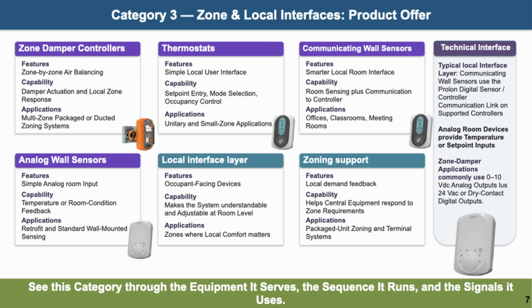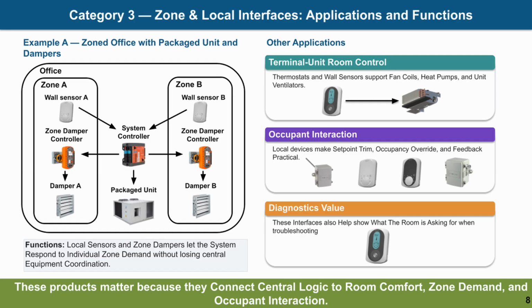This category should not be explained only by what is installed on the wall. It should also be explained by how the local device exchanges information with the controller. This slide uses a zoned office example to show how local interfaces support broader system performance. A packaged unit serves multiple zones, while local wall sensors and zone dampers allow the system to respond to individual zone demand without losing central equipment coordination.